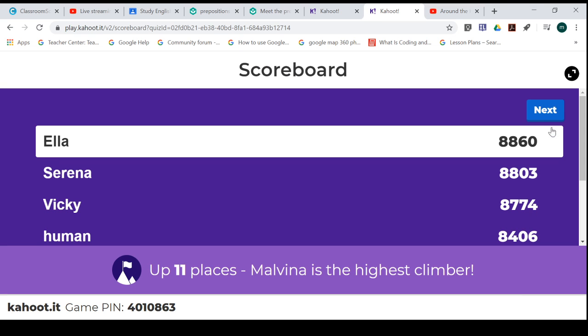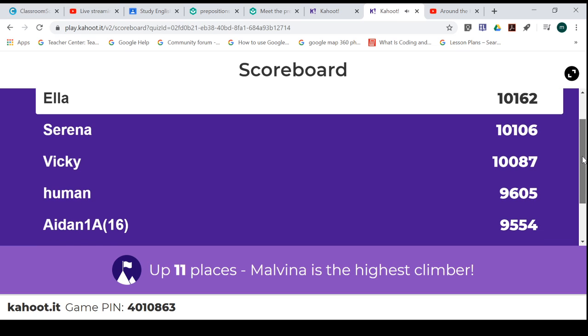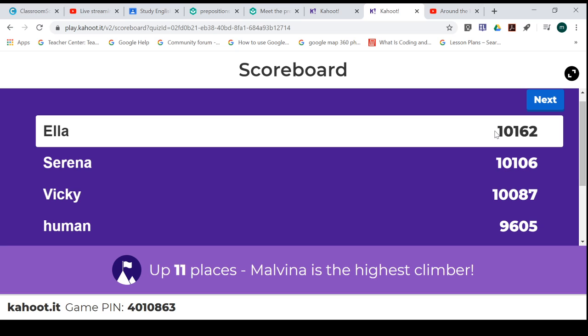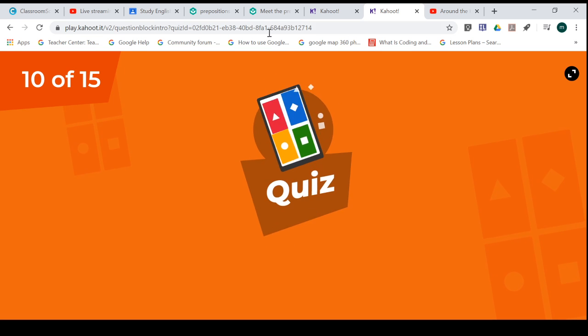All right. No change at the very top. In fact, no change at all in our top 5. But we can see it's very close between first, second, and third. They're all on 10,000 points. Question 10.